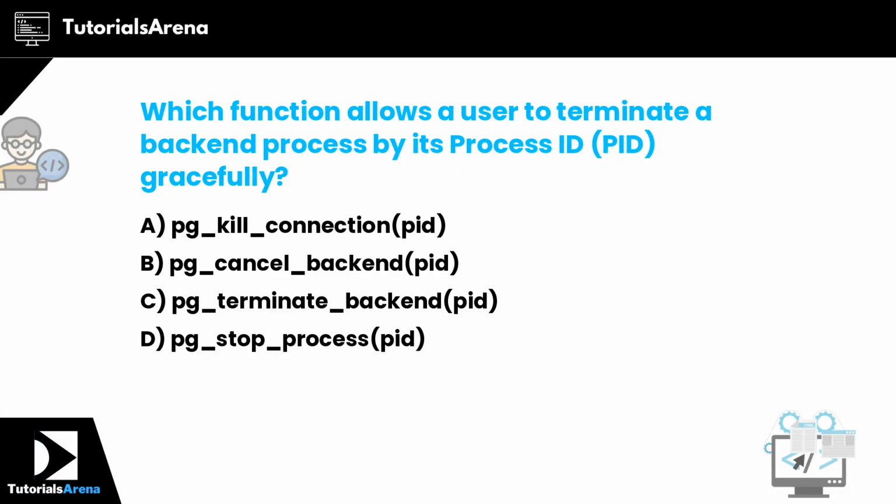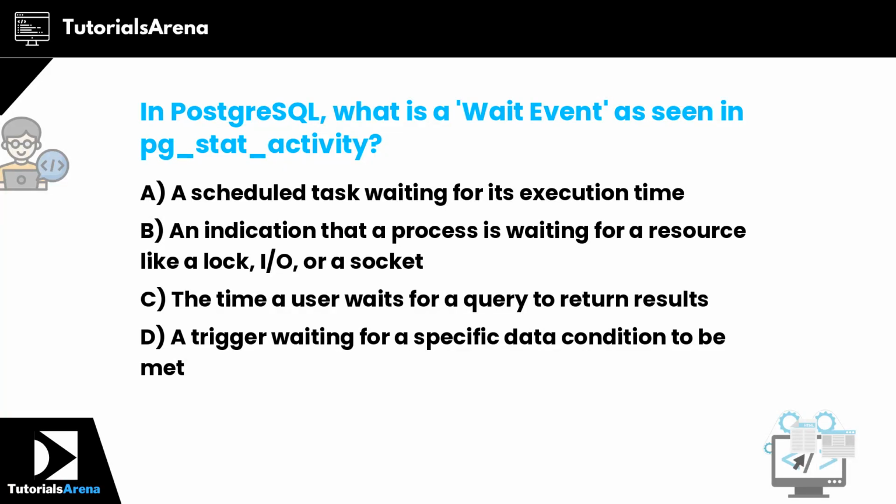Which function allows a user to terminate a backend process by its process ID (PID) gracefully? The correct answer is option C, pg_terminate_backend(pid).